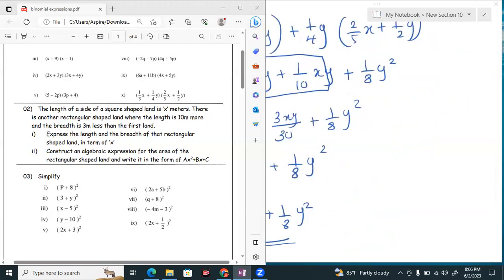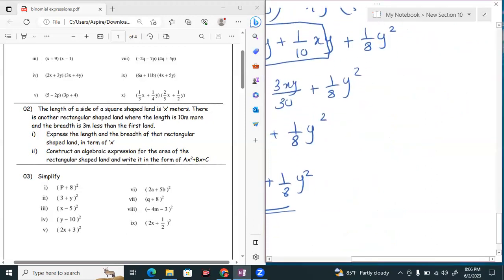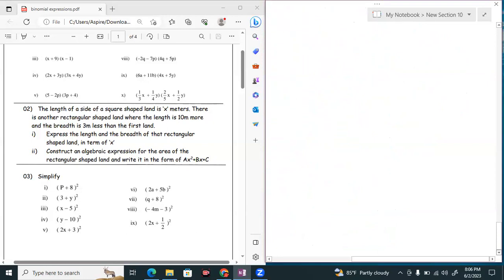Okay, this is an application of product of two binomial expressions. Okay, then first of all let's identify what they have mentioned.